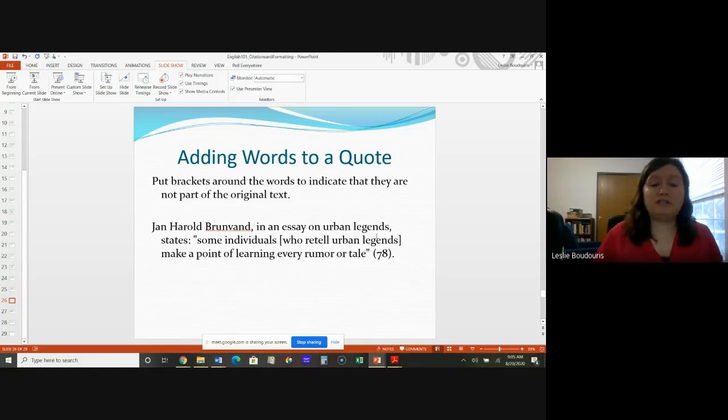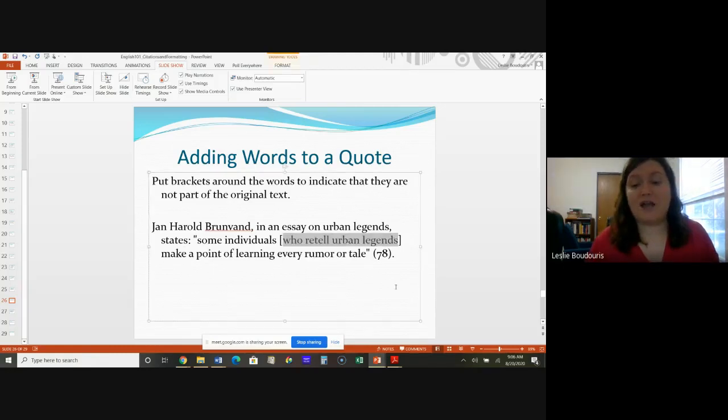So you would use these brackets around that information. If you want to add information, for example, "some individuals who retell urban legends make a point of learning every rumor or tale," the quote itself would say "some individuals make a point." This specifies to your reader who they were talking about, but not necessarily in that specific sentence. So if you want to add information, add a name or something.